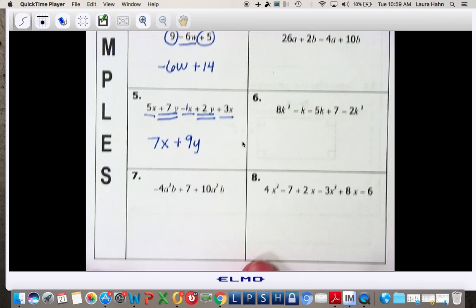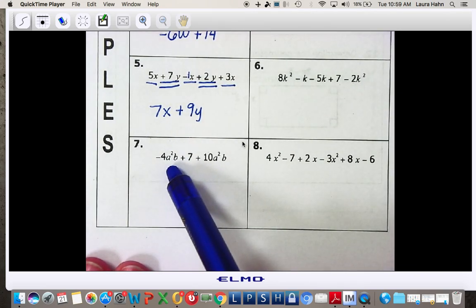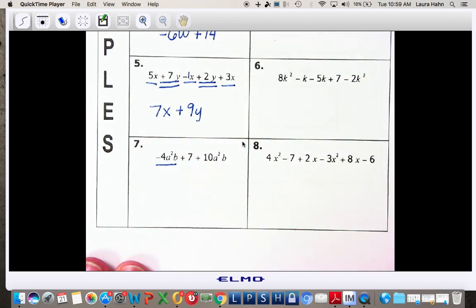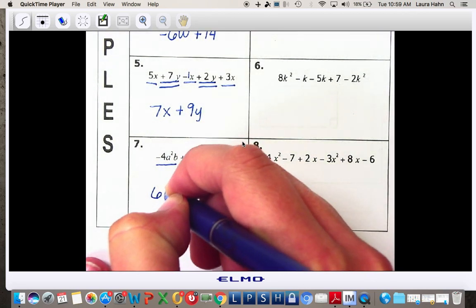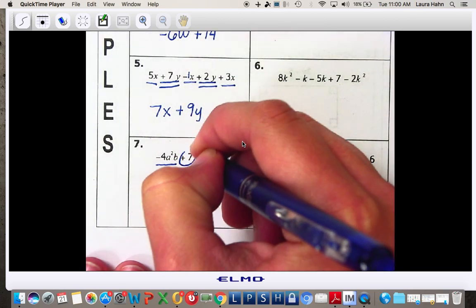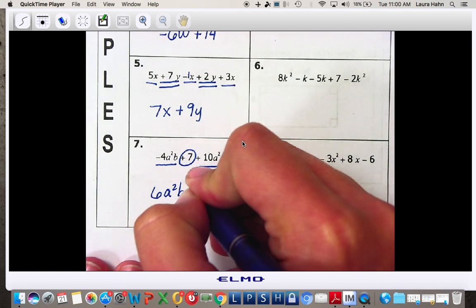All right, moving on. Okay, so on number 7, I'm going to look at what's going on. This term has an a squared b behind it, and so does this one. Since those are exactly the same, I can combine those. So I have a negative 4a squared b and a positive 10a squared b. I'm going to add those up. Negative 4 plus 10 is a positive 6, so I have 6a squared b. Okay, I can't forget that I have this plus 7 right here. That's just a regular plain old number. I don't see any other number, so that plus 7 has to drop down.